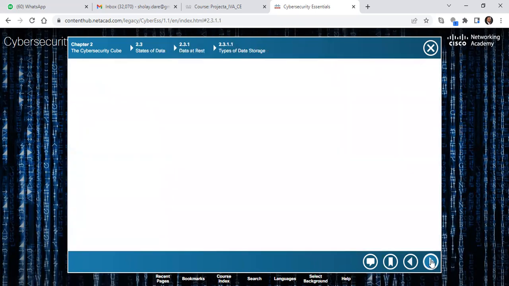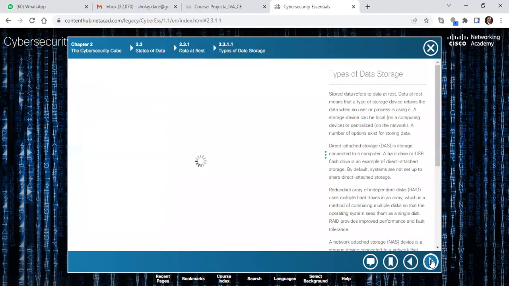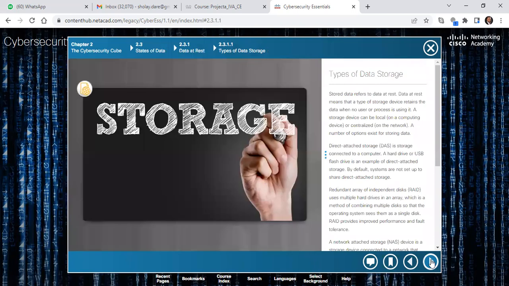So we move to the next, which is types of data storage. We want to talk about the types of data storage that we have. I want to talk about the data storage that we have.